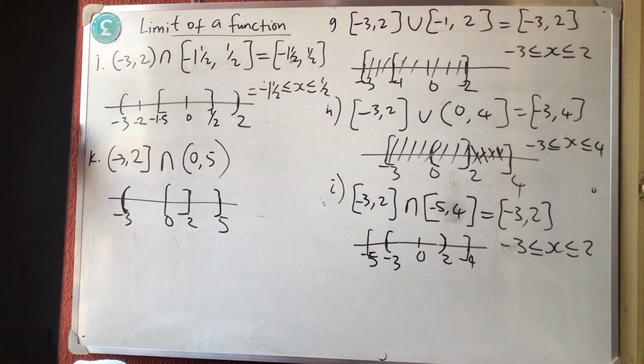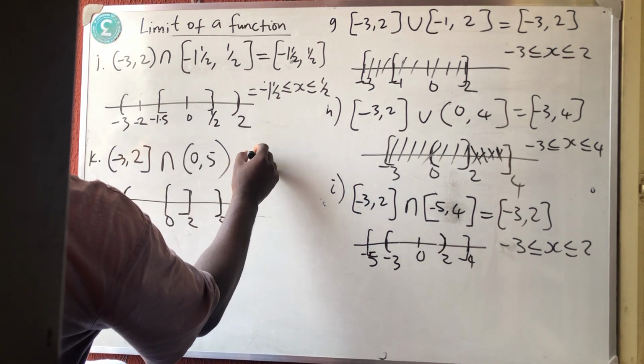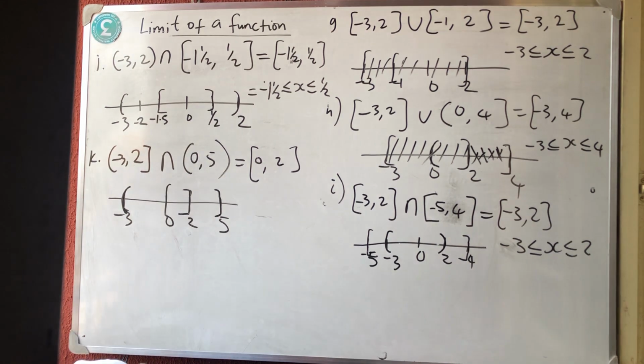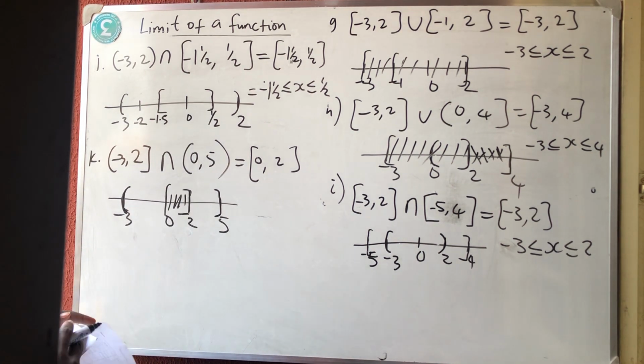So what do you think they have in common? They have from 0 to 2 in common. What they have in common is 0 and 2. Is that so? Yes, this is the only thing they have in common. So let me check for k.